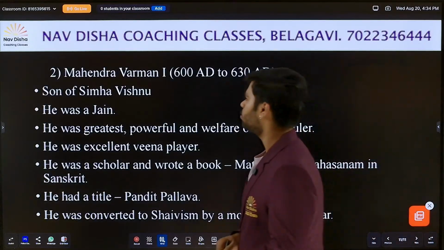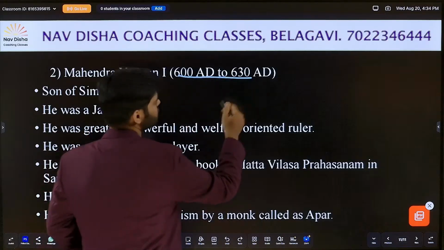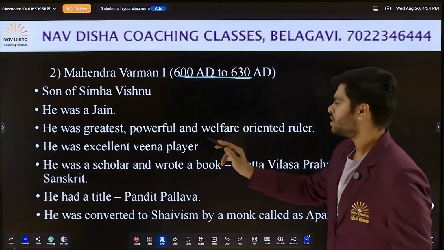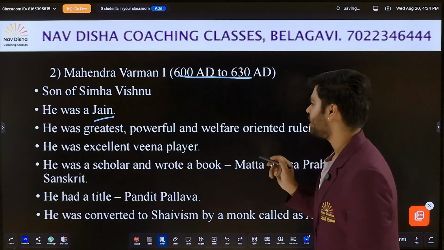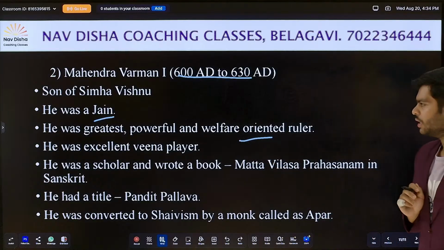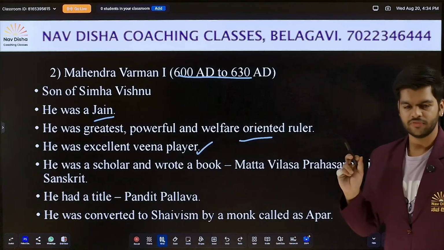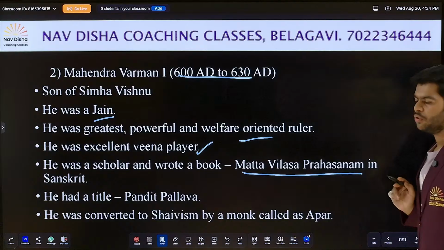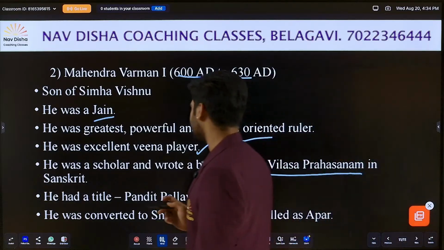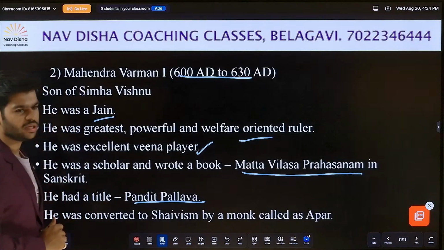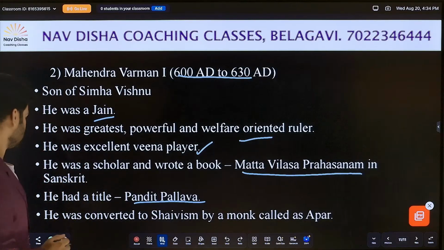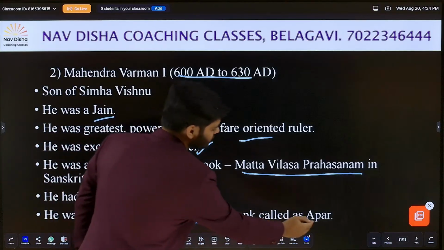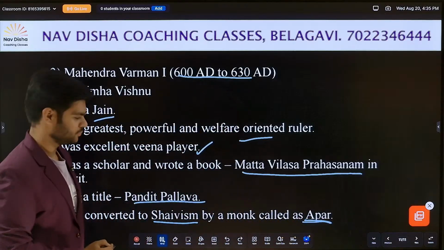Next comes Mahendravarman I, important king, 600 AD to 630 AD. He ruled for 30 years. Son of Simha Vishnu. He was a Jain, so following Jainism. He was a great, powerful and welfare oriented ruler. He was an excellent Veena player. He was a scholar and wrote a book, Matta Vilasa Prahasanam, in Sanskrit language. He had a title Pandit Pallava. The people were calling him Pandit Pallava. He was a scholar, he was intelligent. He was Jain, converted to Shaivism by a monk. The name of the monk was Appar.